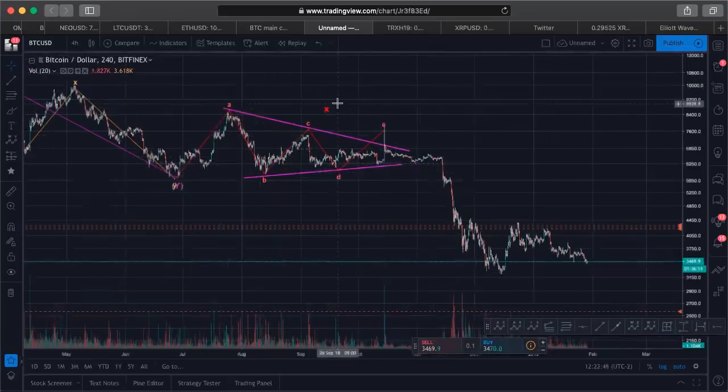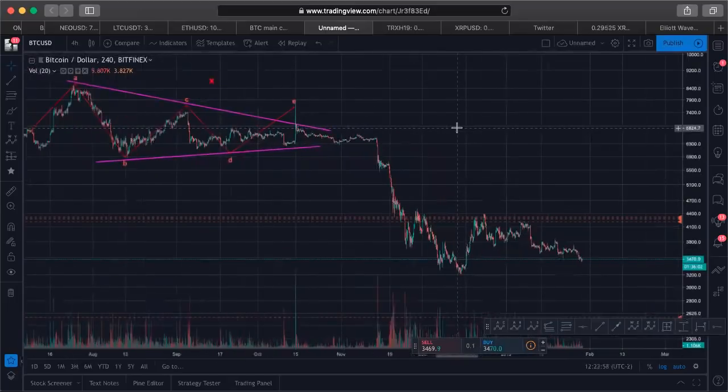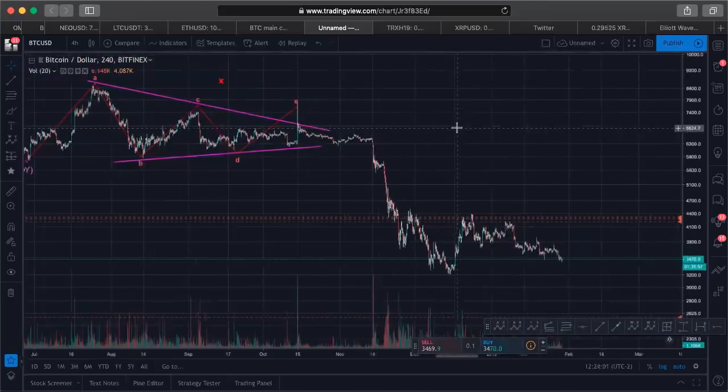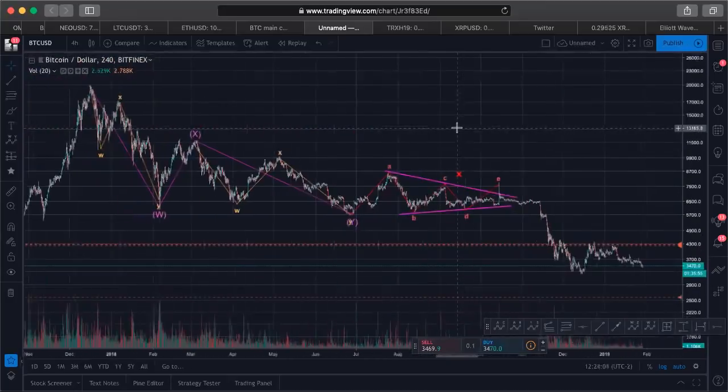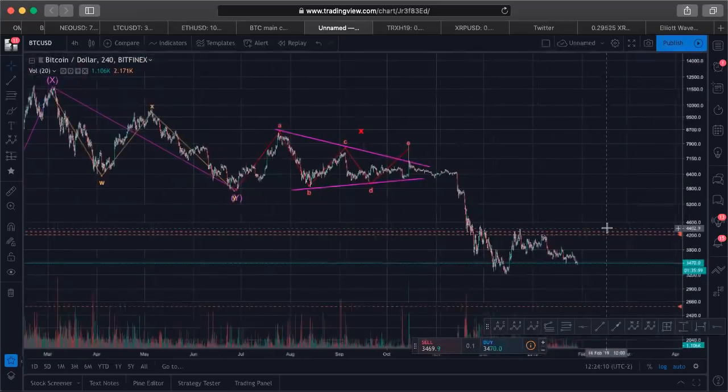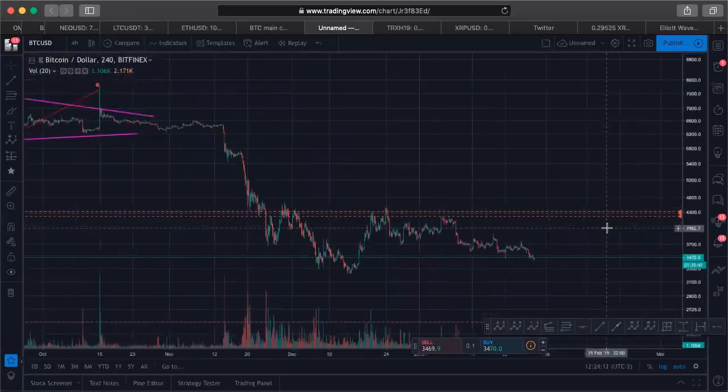We've had an X wave triangle here right before our big drop down from 6K. And now together I'm going to go through this pattern here with you guys and just explain basically what I am seeing. So assuming that this is the start of the big W wave, this is what I currently see at the moment.